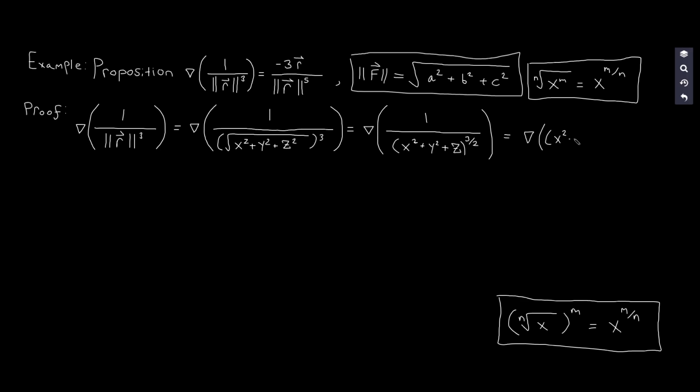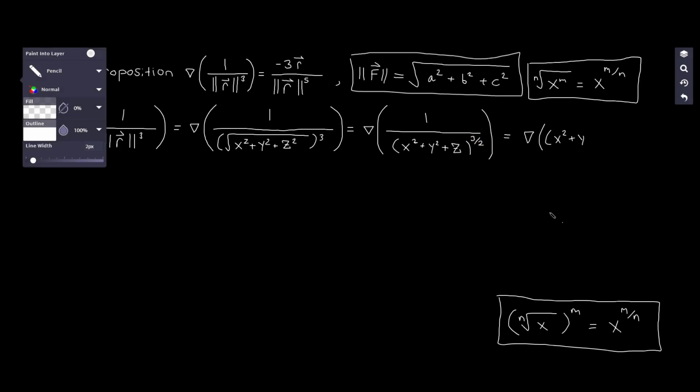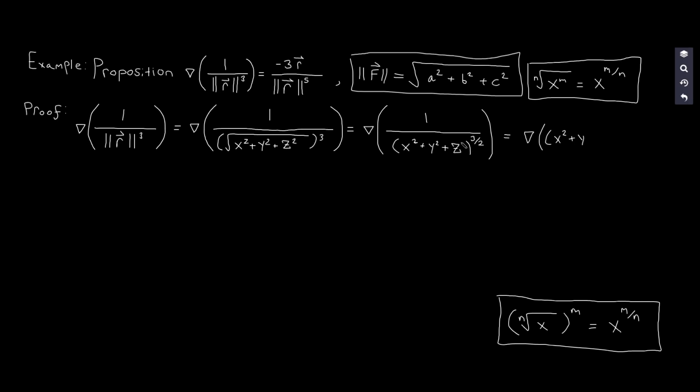X squared plus y. Wait a second, I just realized something. Z needs to have an exponent too. It needs to be squared. X squared plus y squared plus z squared raised to the power of negative 3 halves.